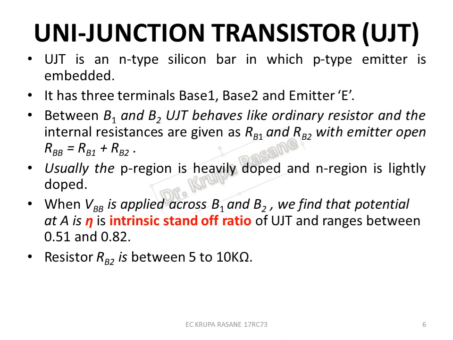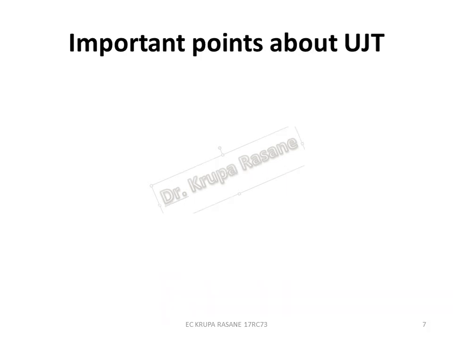The resistor RB2 has a value between 5 to 10 kilo ohms, and this is the formula given for eta, and also the voltage at point A, where VAB1 is equal to eta VBB, where eta is RB1 upon RB1 plus RB2. So let us look at the important points about UJT.